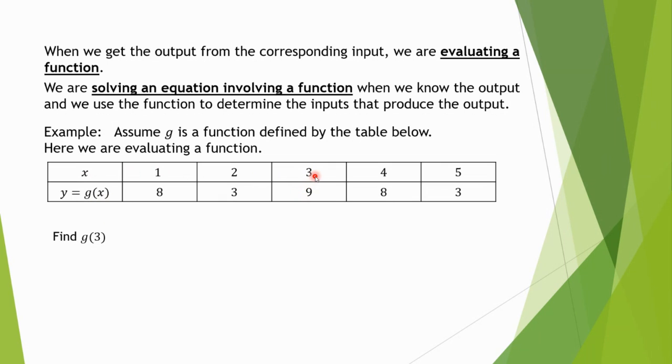So when x is 3, g of 3 is 9. And that's what this is saying. So we're evaluating the function, g in this case, at 3. Okay, that's good. That was fun. Here's another one. What about g of 1? What would that be? Can anyone tell me?